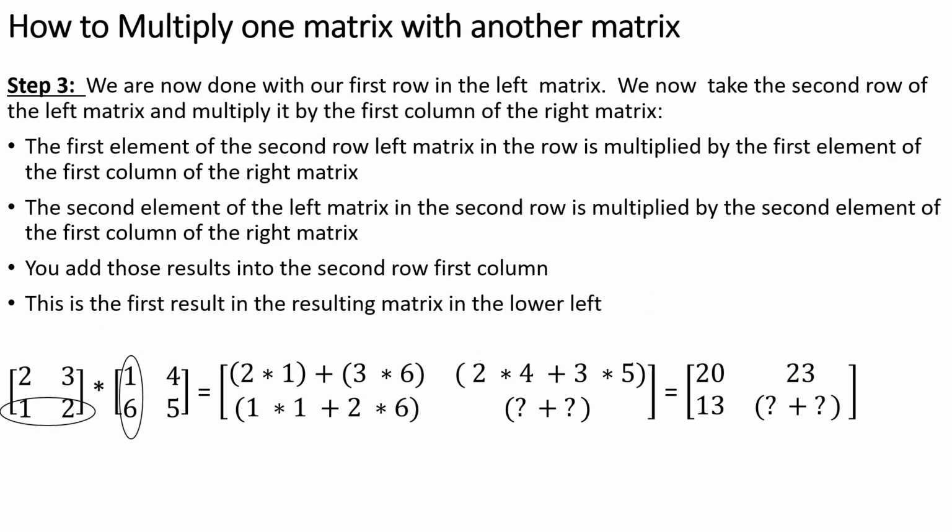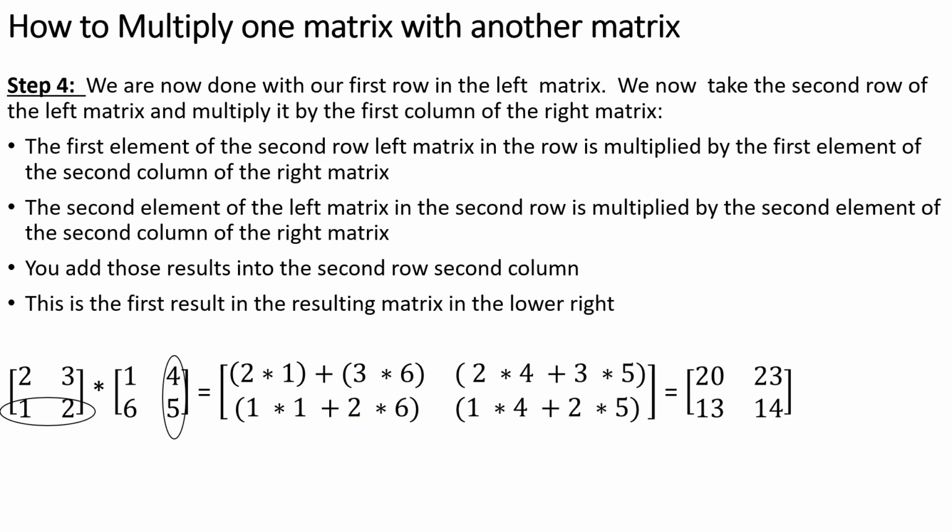Now I'm going to go to this. I've done everything I can to multiply the first row by both columns. Now I'm going to start with the second row and multiply by the first column in the second matrix. 1 times 1 is 1. 2 times 6 is 12. And 1 plus 12 gives me 13.